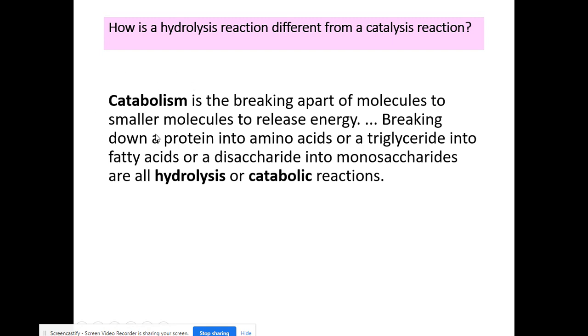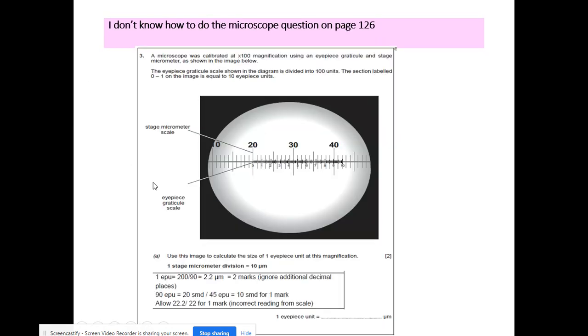So any sort of catabolic reaction is the breaking apart of molecules into smaller molecules to release energy, breaking down a protein into amino acids, or a triglyceride into fatty acids and glycerol, or a disaccharide into monosaccharides. These types of catabolic reactions are all examples of hydrolysis.